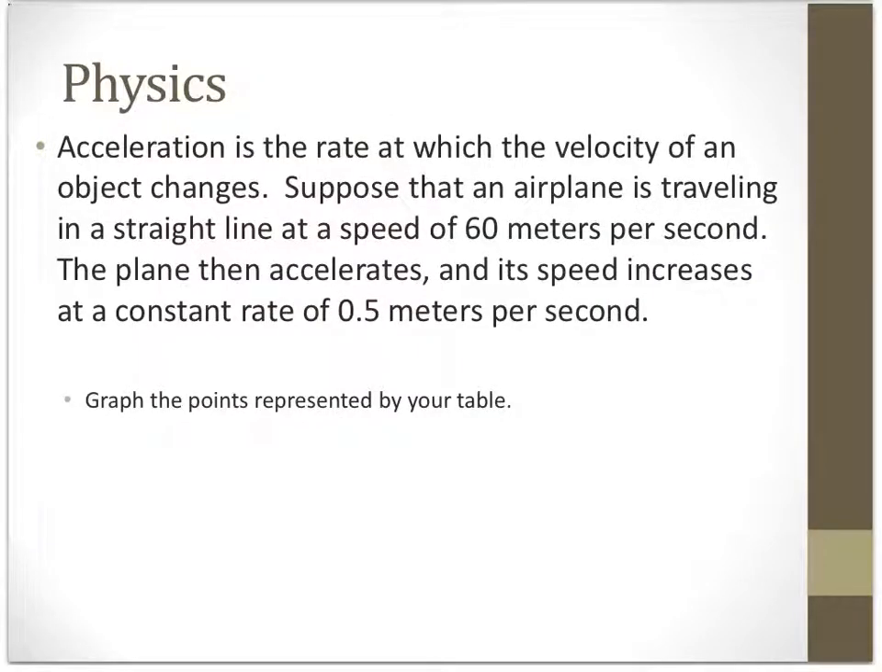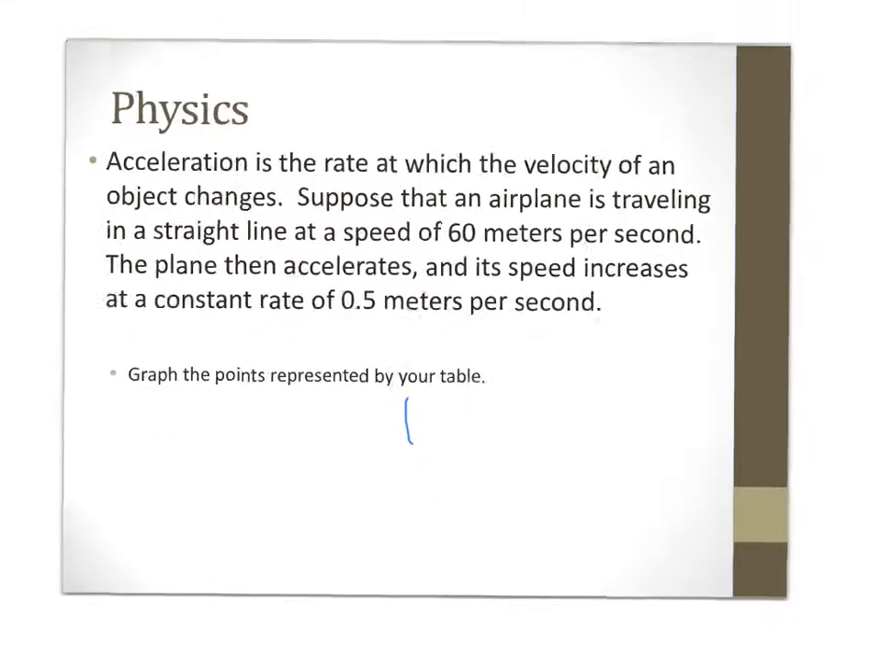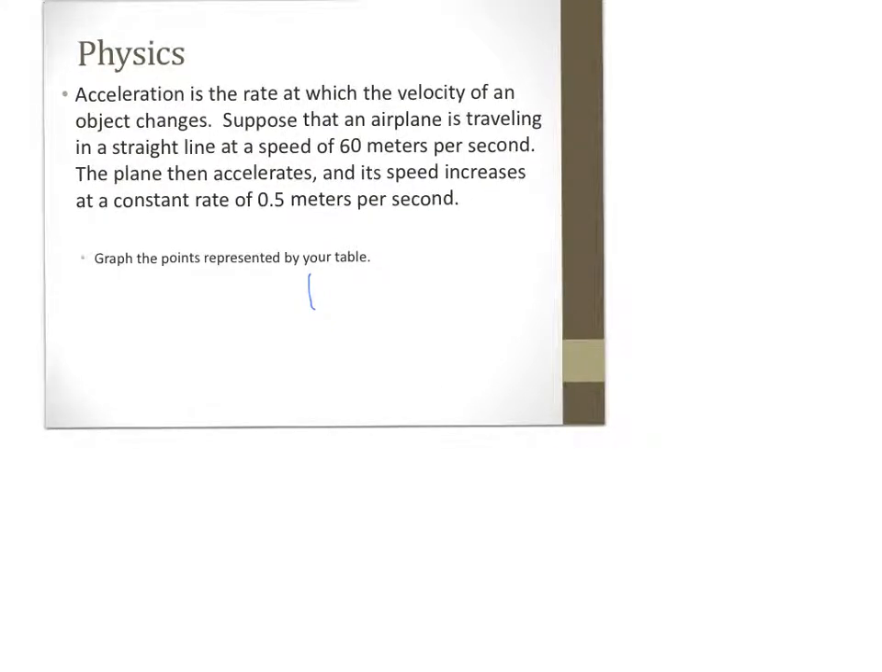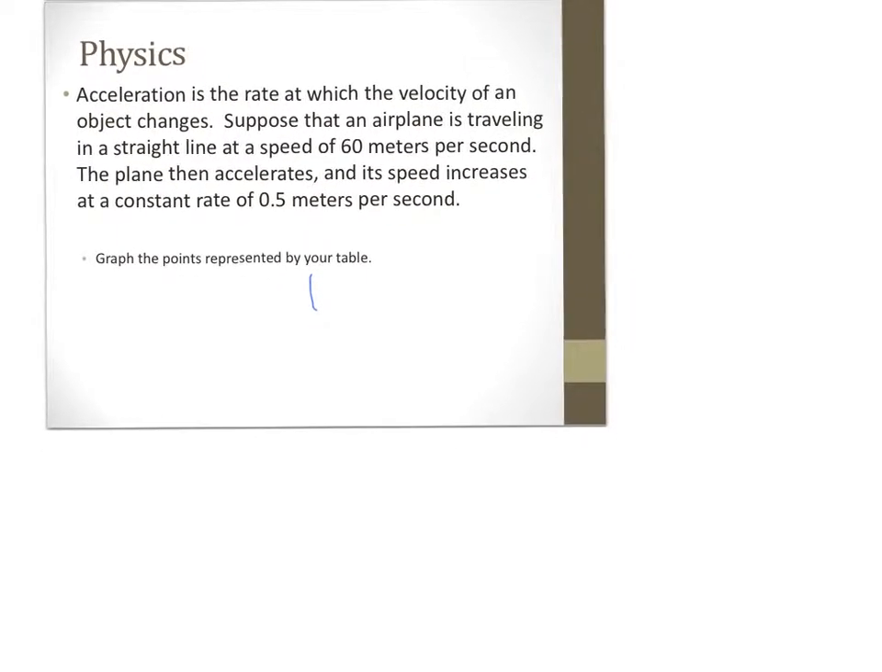Okay, so now, acceleration is the rate, and so on and so forth. We want to graph these points represented by our table. Let me go ahead and erase what I have here. We'll just leave that there, not a big deal. So we're going to graph the points that were represented by our table. So we had points, let's put our table here. I'm going to rewrite this real quick.